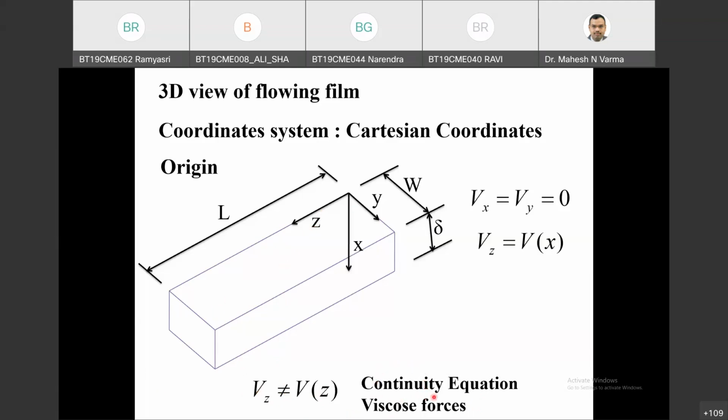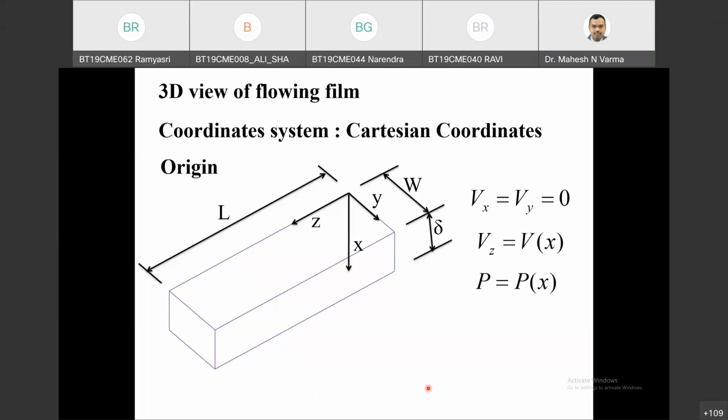And if I have closed boundaries, then because of the continuity equation, Vz will not be a function of z. That will be true for the closed boundary condition. It is not a function of y because end effects are neglected. Then pressure: there will be variation of pressure in the x direction only, as the thickness of the film is changing. Otherwise, pressure is not a function of z, and pressure is not a function of y.